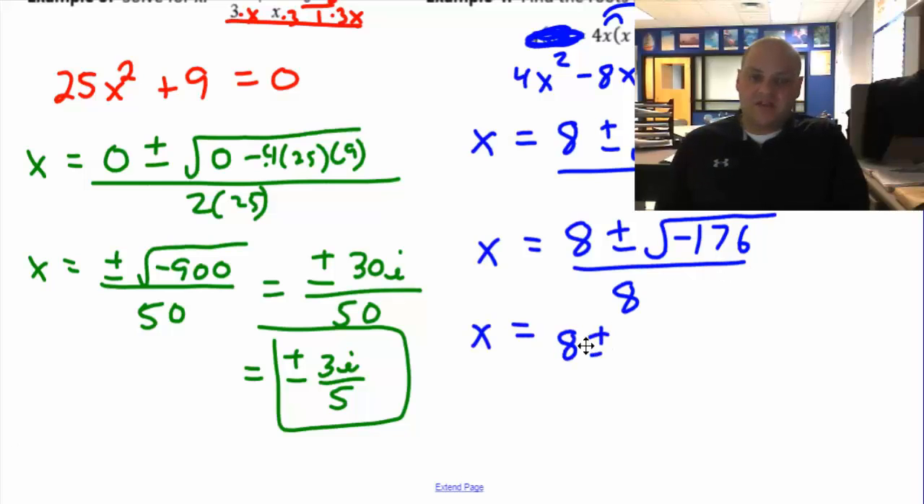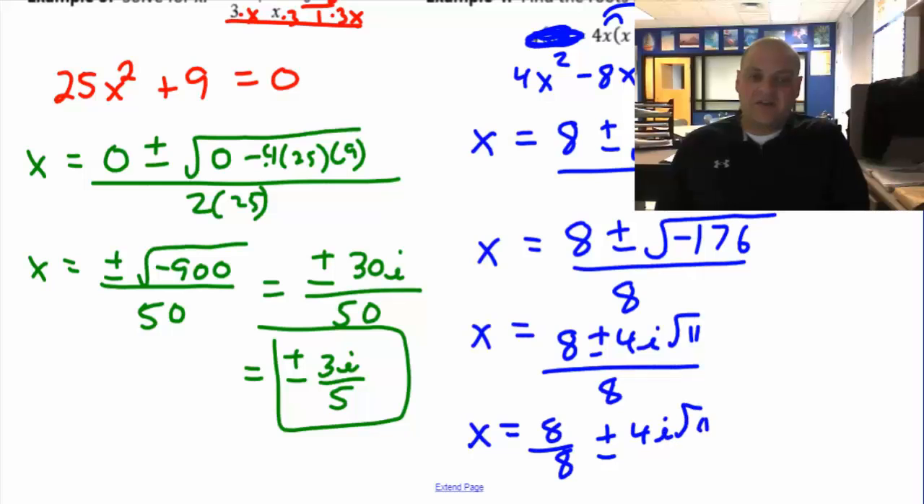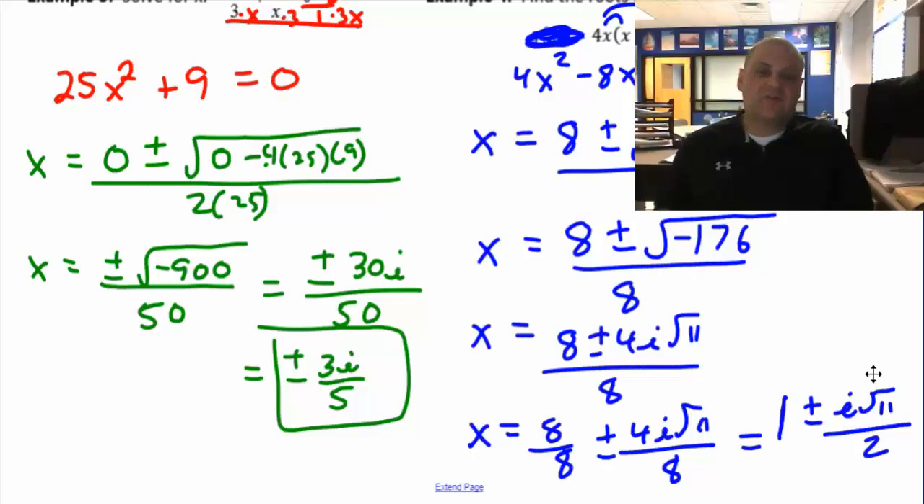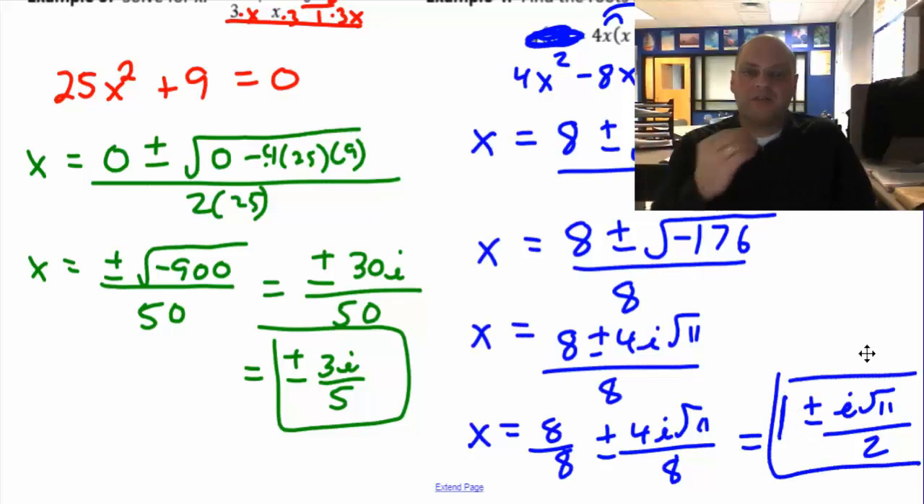It's 8 plus minus 4i radical 11 over 8. And that's going to be 8 over 8 plus minus 4i radical 11 over 8. And that's going to be 1 plus minus i radical 11 over 2. Because you've got to write it in a plus bi form. So we have 1 plus i radical 11 over 2 and 1 minus i radical 11 over 2. Two different complex roots in this case.